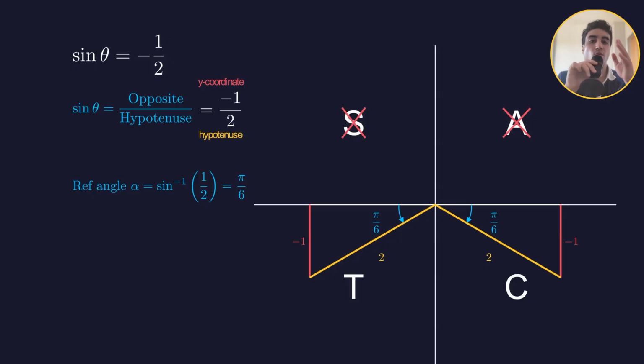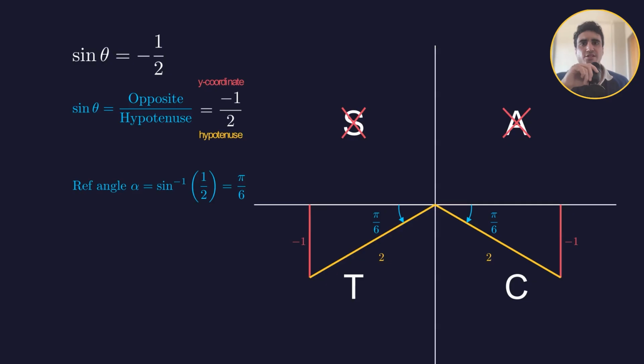And the reason why I've done 1 over 2 instead of negative 1 over 2 is because we're going to get a reference angle first. Because inside this little triangle, we're going to pretend that everything's normal and there's no minuses around us. We're just going to work out our reference angle, and that's pi over 6 inside that triangle.